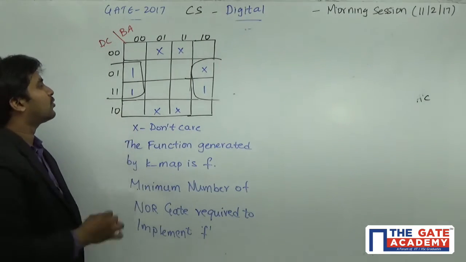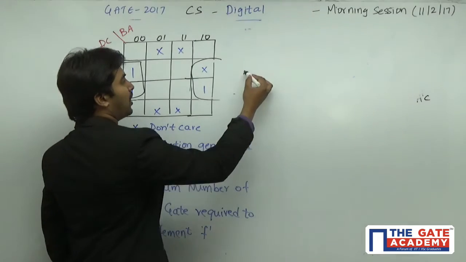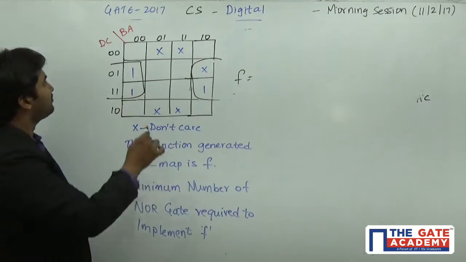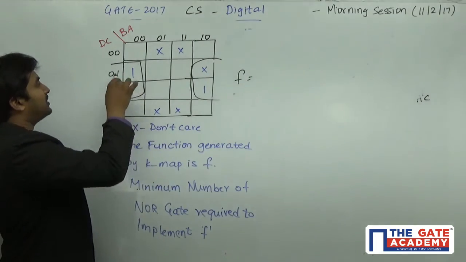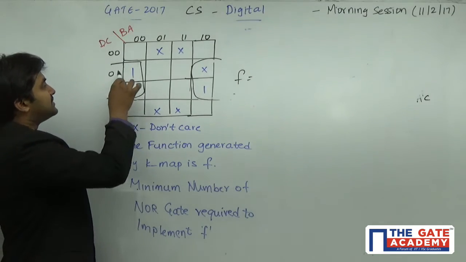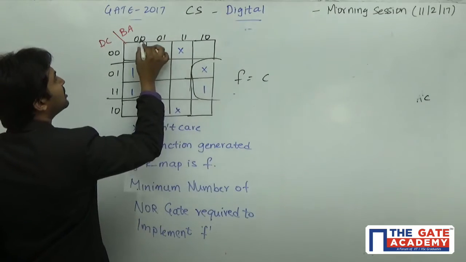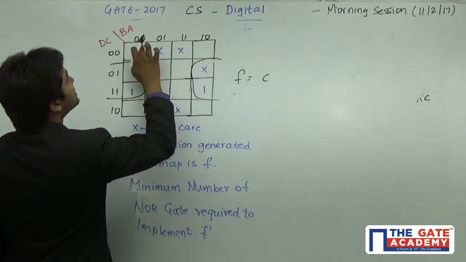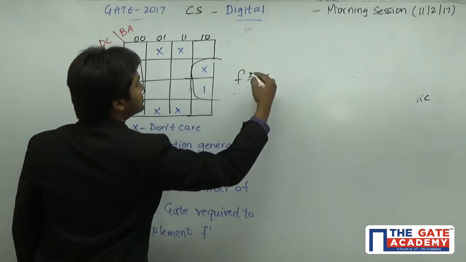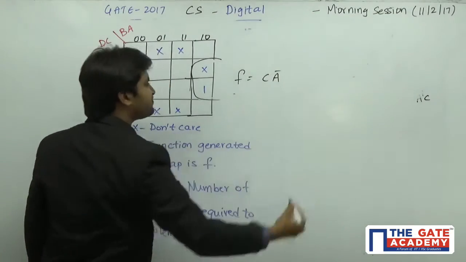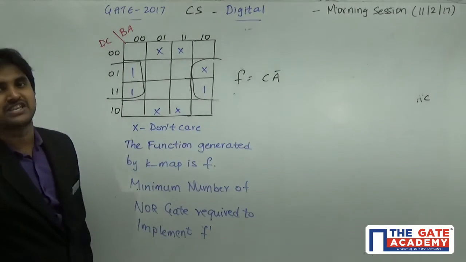So what is the quad group here? The quad group is going to be f equals, if you see the common term between both of them, it is nothing but c. Between both of them, the common term is, if you see, b is changing but a is going to be 0 only. 0 is represented with complement. So f is equal to c a bar.